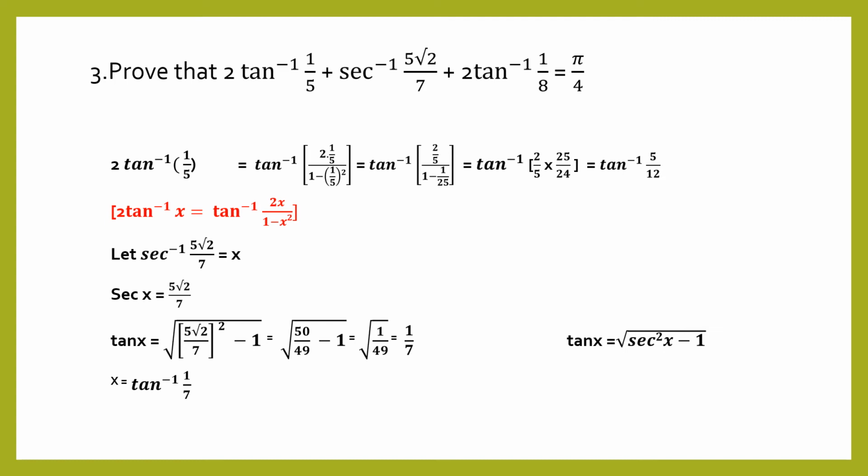Let us take sec inverse 5 root 2 by 7 as x. So sec x will be equal to 5 root 2 by 7. So tan x will be equal to root of sec square x minus 1. So we can substitute the value of sec x. So 5 root 2 by 7 the whole square minus 1 will give you 1 by 7. So we will get the x value as tan inverse 1 by 7. Here we know that the other two terms are in terms of tan inverse, and that is why we are trying to make use of the formula in order to change sec inverse into tan inverse.